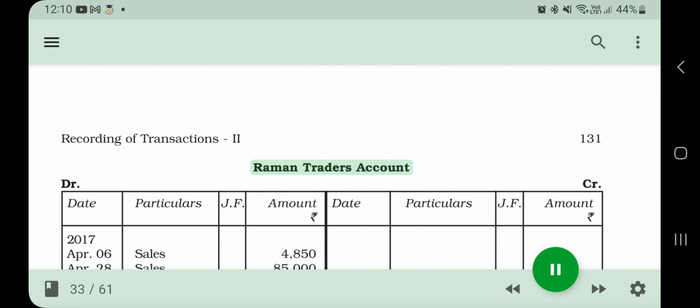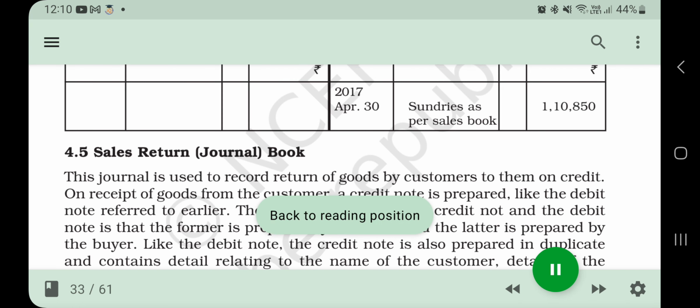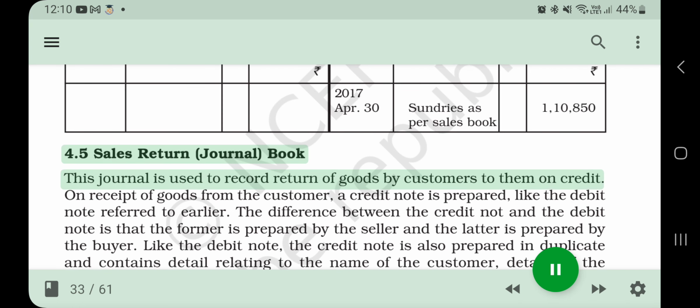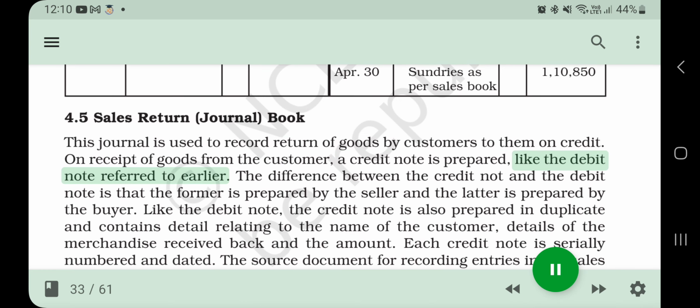Raman Traders account. Dr. Cr. 5. Sales return journal book. This journal is used to record return of goods by customers to them on credit. On receipt of goods from the customer, a credit note is prepared, like the debit note referred to earlier.